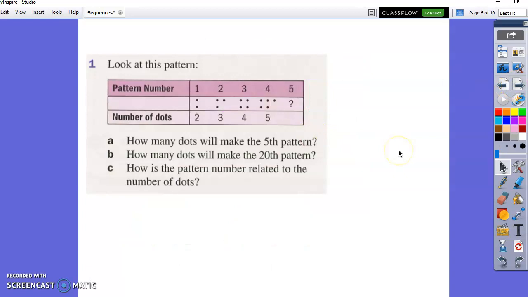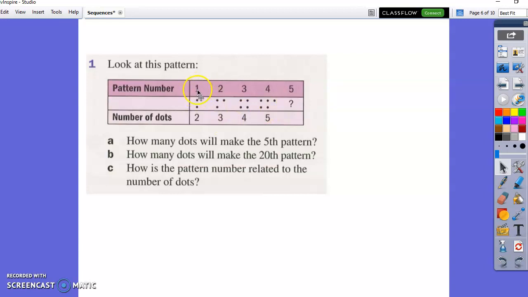Okay, let's have a look at the exercise that is found in your book. Let's look at this pattern or sequence. The pattern number is 1. It means the first term shows 2 points. The second term shows 3 points. The third term, 4. The fourth term, 5. So what is the relation between them?